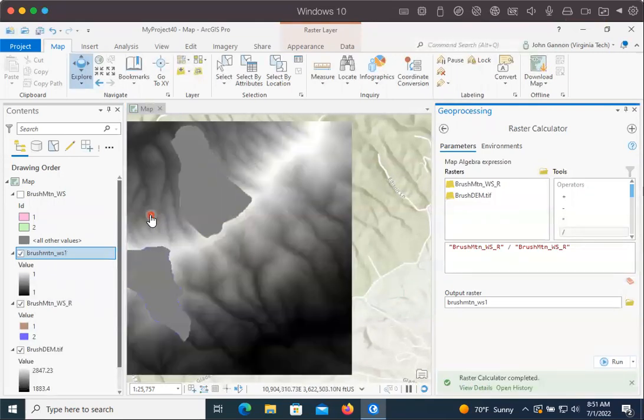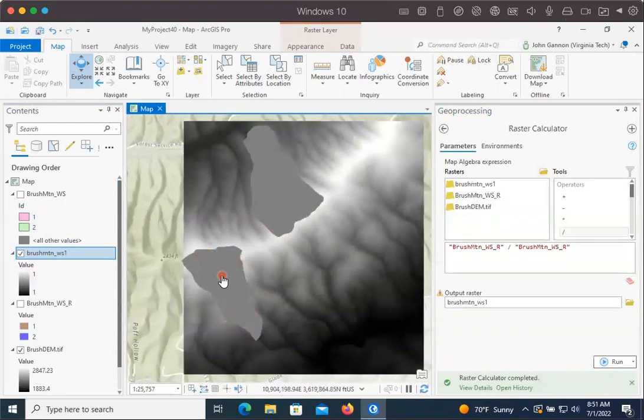It'll take a second here. But if we turn off our other layers, we can see that all these cells are now equal to one. So we took that raster and made it all equal to one.